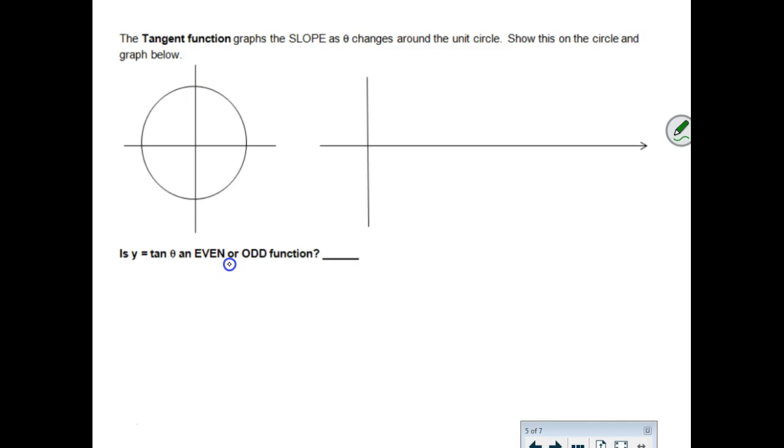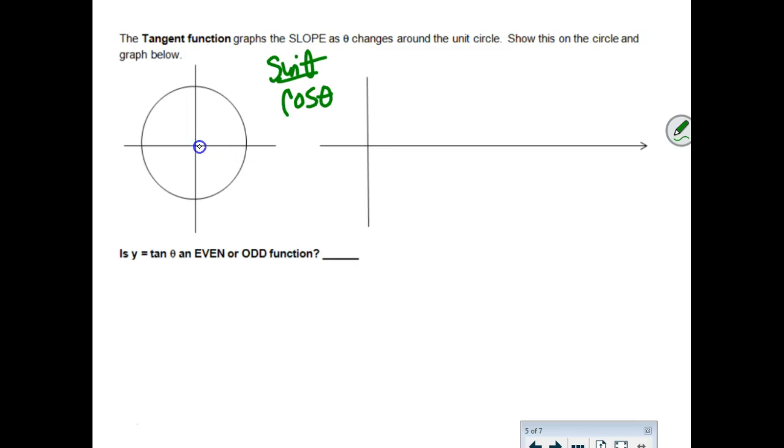All right, and then tangent. Tangent you can't actually see on the unit circle because remember tangent is a ratio. Tangent is the slope as theta changes in radians. So you guys know tangent as the sine function over the cosine function. But if you think about what slope means, it's y over x, which is exactly what tangent is.